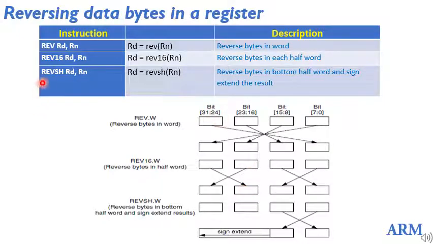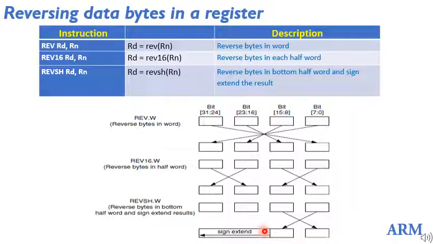The last version here is pertaining to signed numbers: REVSH Rd, Rn. So here it is going to reverse bytes in the bottom half word only, and then it is going to sign extend the result. So here only the bottom half word will be reversed. It is the same as REV16, but in REV16 the bytes in both the half words are exchanged, whereas in the case of REVSH, the bytes in the lower half word only are exchanged, and in the upper half word the sign is extended.